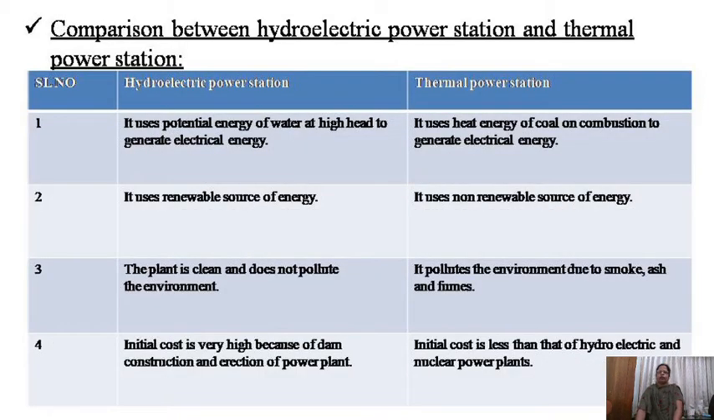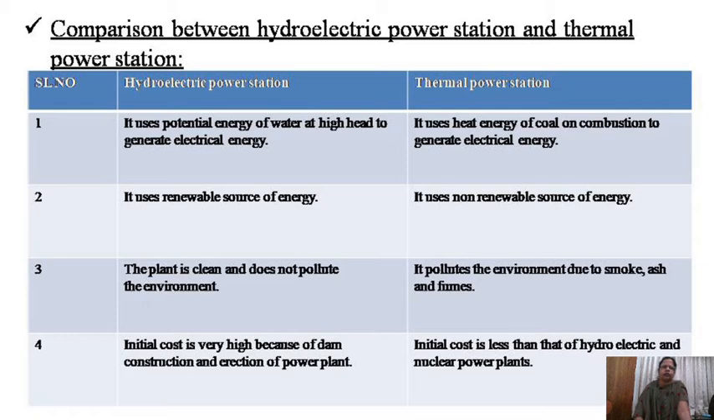Next is the comparison between the hydroelectric power plant and the thermal power plant. First one is, it uses potential energy of water at high head to generate electrical energy. In the hydroelectric power plant, the water head should be high to generate electrical energy. In the thermal power plant, it uses the heat energy of the combustion of the coal to generate electrical energy.